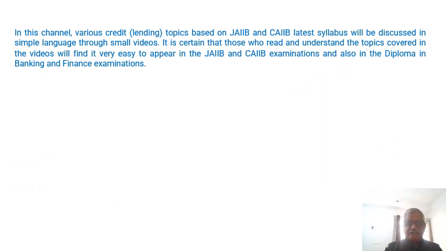JAIIB Paper 2, Principles and Practices of Banking, Module B, Functions of Bank, Unit 22. We shall be discussing various credit lending topics based on the JAIIB and CAIIB latest syllabus through small videos. It is certain that those who read and understand the topics covered in the videos will find it very easy to appear in the JAIIB and CAIIB exams and also in the DBF examination.